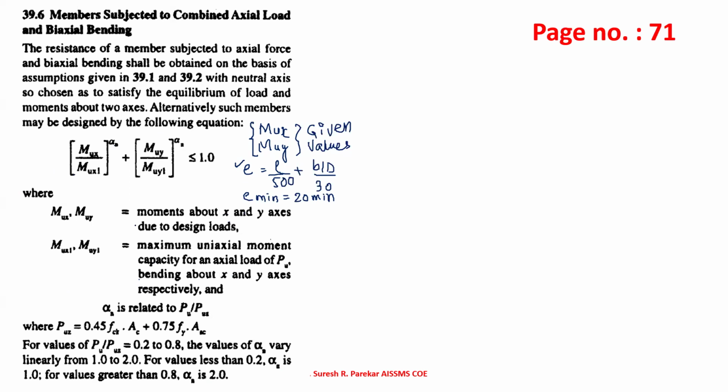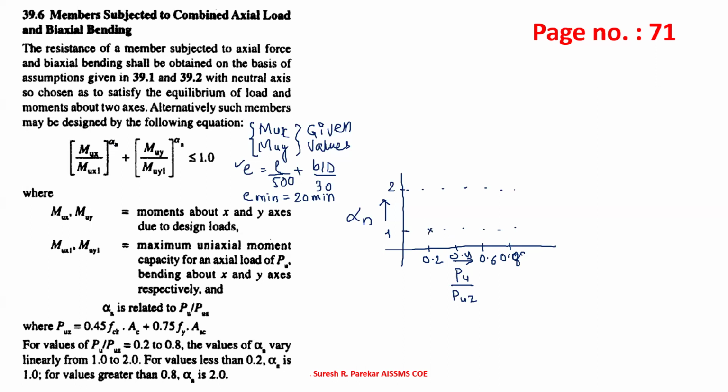Now alpha n we have to find. You can see this, and for alpha n we have this one: for Pu upon Puz from 0.2 to 0.8, the value of alpha n varies linearly from 1 to 2. So if I plot this, this will be alpha n, with the value 1 here and the value 2 here. And on the axis Pu upon Puz, which is again unitless, we have 0.2, 0.4, 0.6, and then 0.8. In this, our value increases from 1 to 2 linearly. So if we connect this, it means below 0.2 we have value 1 and above 0.8 we have value 2.